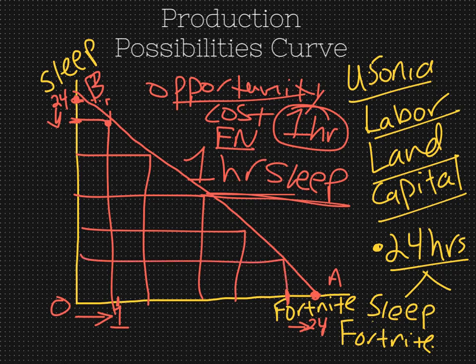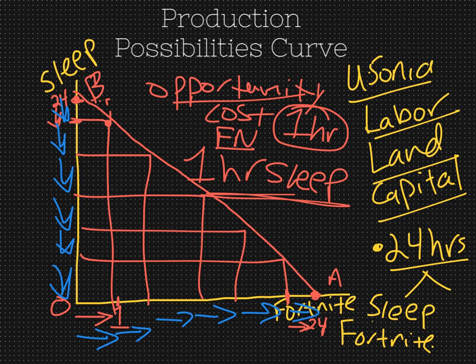If I gain an hour, I'll do it in a different color down here. If I gain an hour here, I give up an hour here. If I gain 1 more hour here, I give up 1 more hour here, and it keeps going. Gain an hour, lose an hour. And it keeps going just like that.